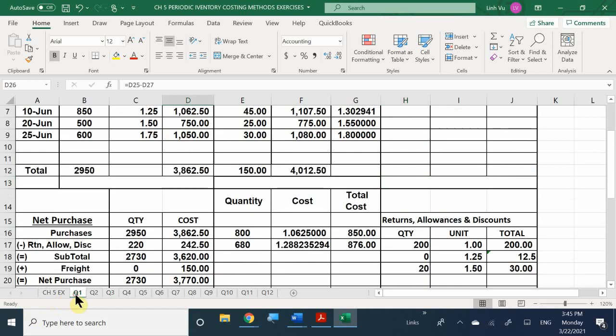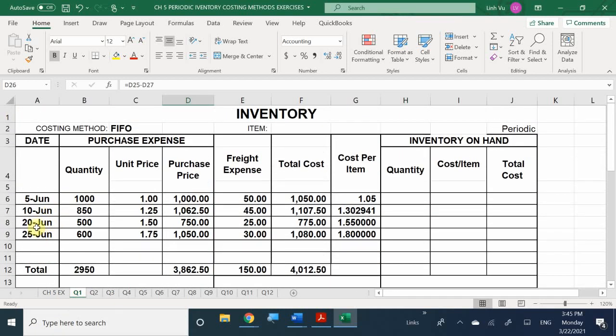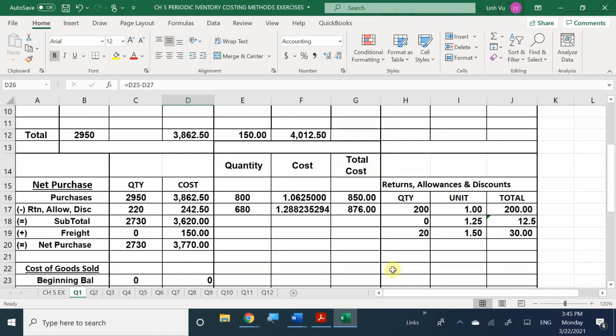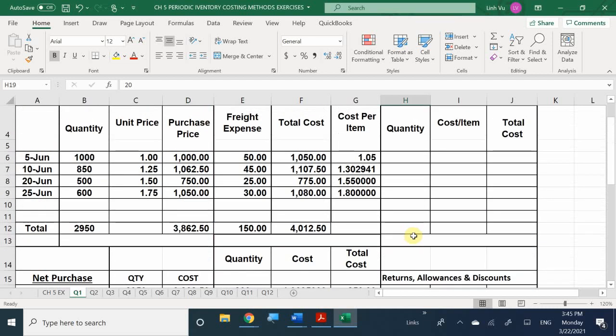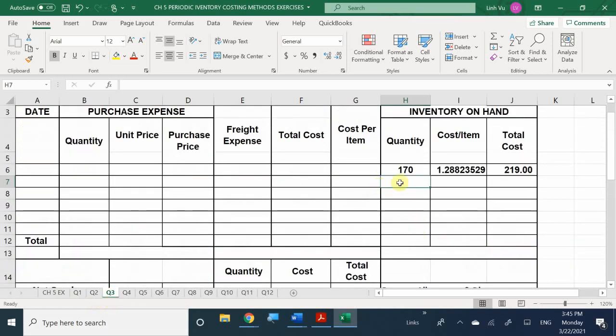We also need to recognize that we made a purchase here on June 20th. We purchased 500 units. However, what did we return? We returned 20 of them. So in reality, how many items do we actually still have? 480. We have 480. So I'm going to place that here just to remind you. We had 500 minus 20, 480.